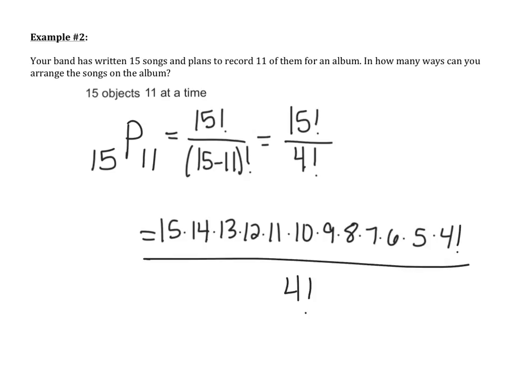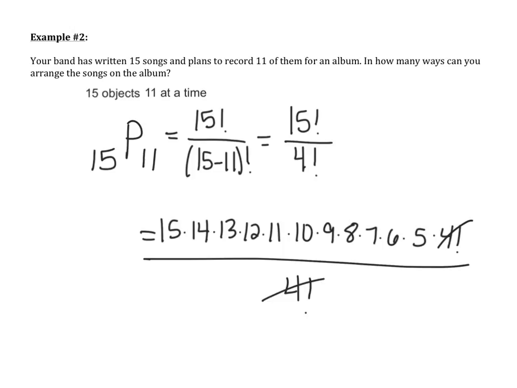So basically, the 4 factorial up here would cancel with the 4 factorial down here. So I would find my answer by taking 15 times 14 times 13 times 12, 11, 10, 9, 8, 7, 6, 5, multiply all those numbers together to get how many ways they can rearrange the songs on the album.